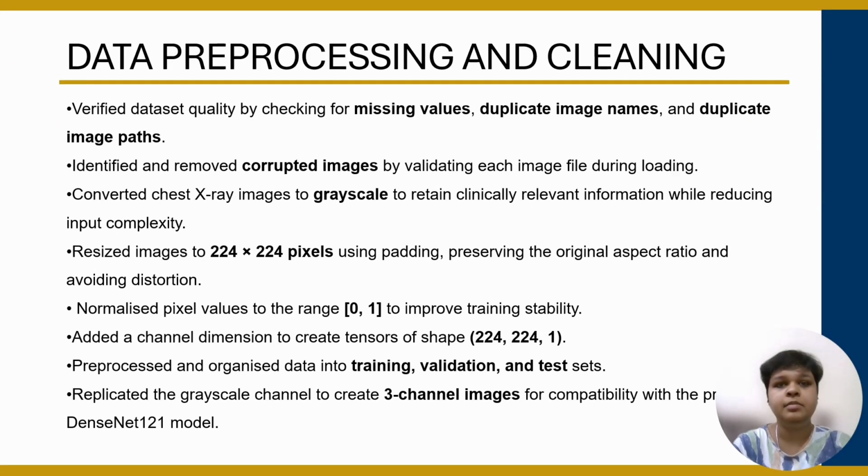So the raw medical images cannot be directly fed into a neural network. Therefore, I first checked for missing data, duplicates, and corrupted images. Next, all images were resized to 224 by 224 pixels while preserving their aspect ratio. The pixel values were normalized, and because DenseNet 121 expects three-channel input, the grayscale images were converted into three-channel representations. Once the data was cleaned and standardized, it was ready for model training. Before discussing the model, let us understand how we evaluate its performance in a clinical setting.